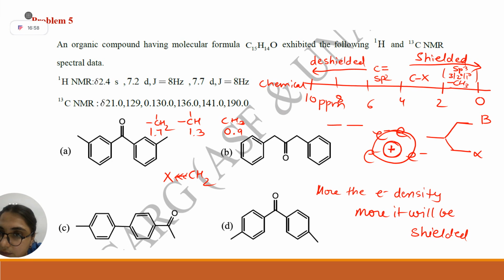In 6 to 8 your benzene protons will come, or aromatic region protons will come. In 8 to 10 which protons will come?